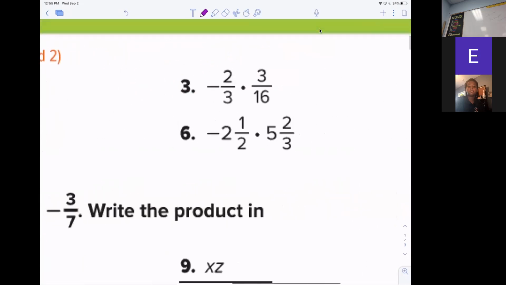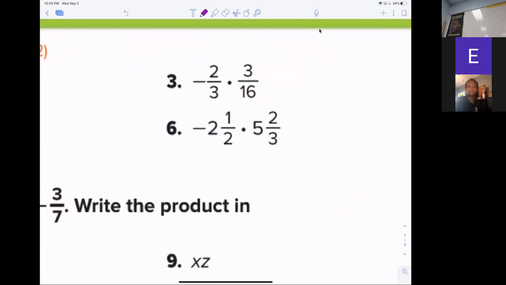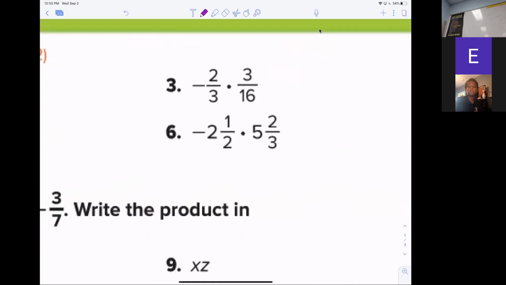Okay? All right. Now we get to number 3. Do you remember, you can reduce. What am I reducing? Yes, 3 goes into 3 once. What else? Yes, very nice. 2 goes into 2 once. 2 goes into 16 8 times. Now, again, everybody makes mistakes on the positives and negatives. So a negative times a positive is always a negative. So now, 1 times 1 and 1 times 8. Negative 1 eighth. Okay?